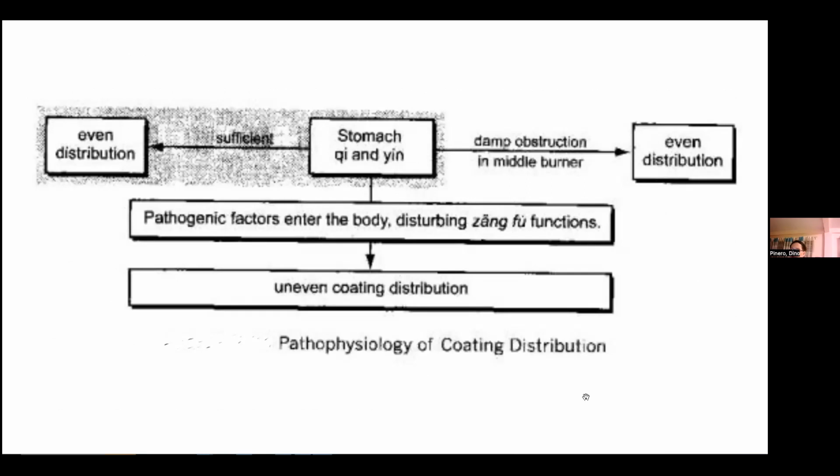So we have here yung stomach chi engine. Pag sufficient po siya, there is an even distribution. And also, pag may damp obstruction in the middle burner, as described ko kanina, yung dampness present, there could also be an even distribution. Sa pathogenic factor na nag-enter sa body, disturbing the sample functions, there could be an even coating distribution. Okay po?